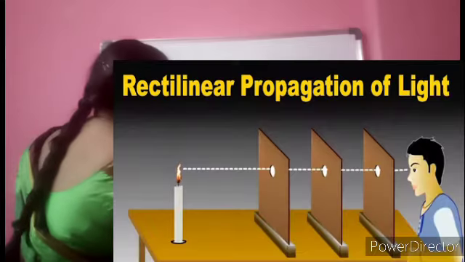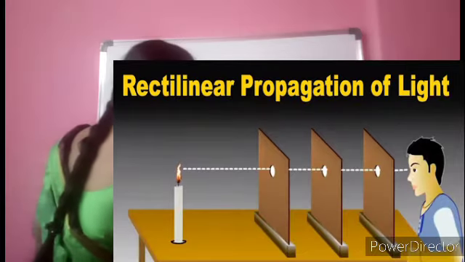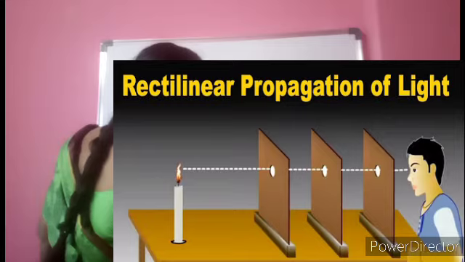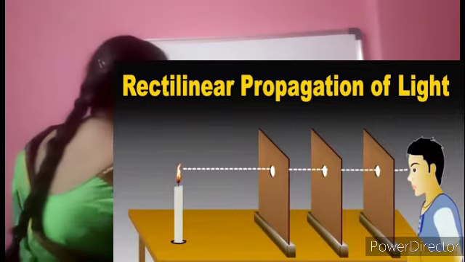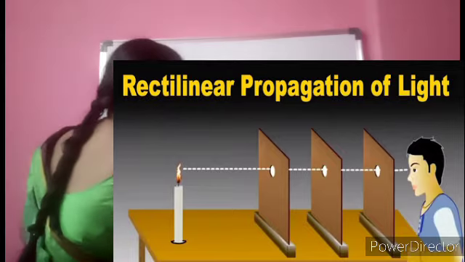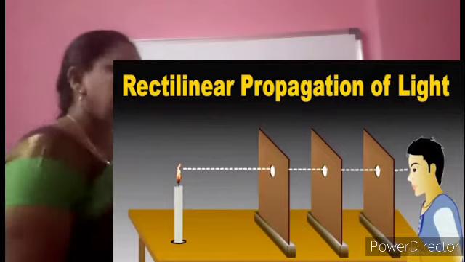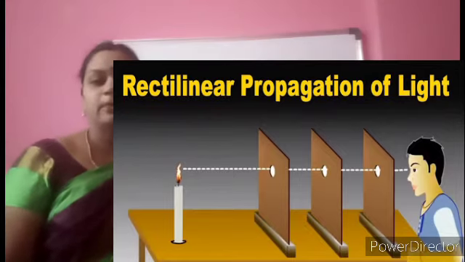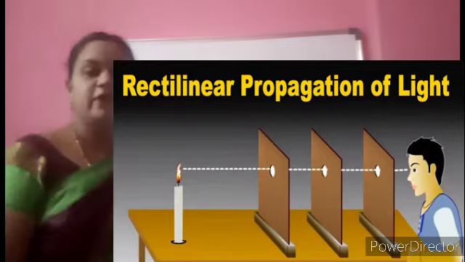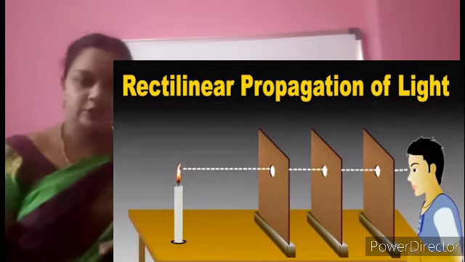Rectilinear propagation. Propagation means traveling, propagation of light, one of the important properties of light. Almost all the time light travels in a straight line. This very important property of light is also called rectilinear propagation. The word linear itself, you can understand, means it is moving in a straight line.